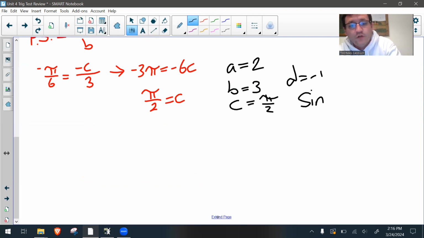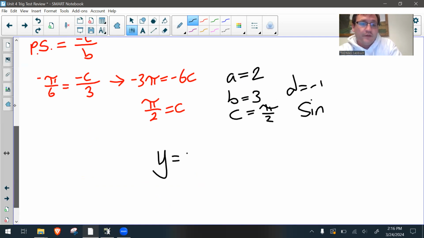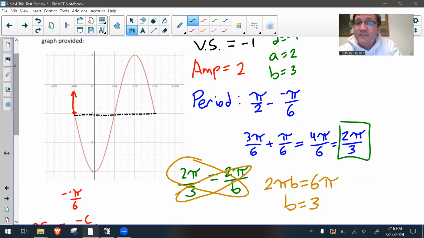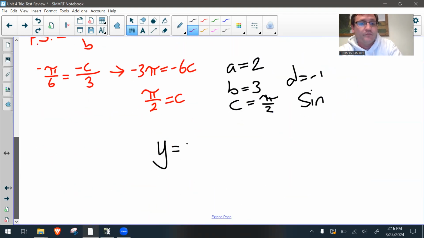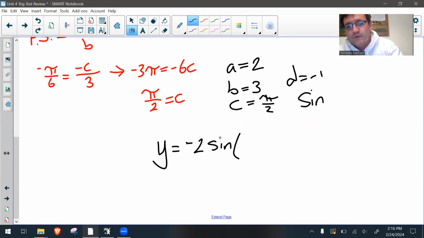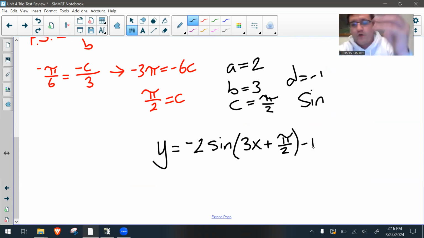So putting all of this together, we can say y equals, I also forgot one thing. The sine function, it's negative. So remember, sine starts by going up in the beginning. This one goes down. So this one is going to be a negative sine value. So y equals negative 2 times the sine of 3x plus pi over 2, minus 1.